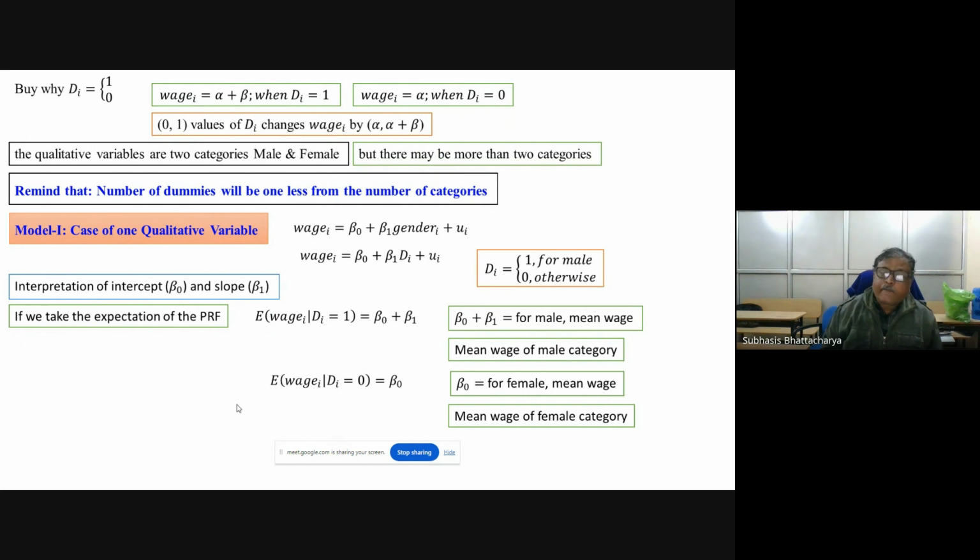So what is beta 0? That is the base salary of the base group, that is the female. And what is beta 1? It is the difference between the mean wage considering Di is equal to 1 and the mean wage considering Di is equal to 0. That means the difference of the mean wage between the male and female category. That is the interpretation of the beta 0 and beta 1 terms, which, if we do it mathematically, is given by this equation.